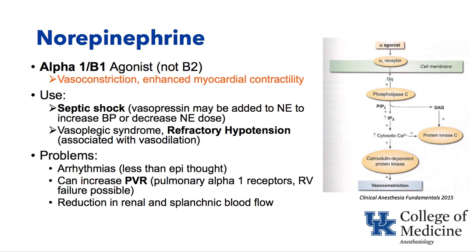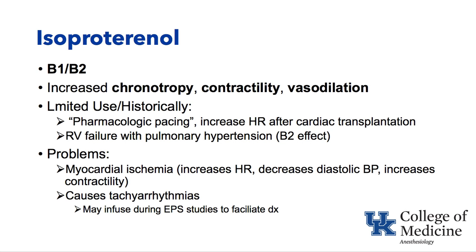contractility and heart rate. Isoproterenol, not used very much anymore, has beta-1 and beta-2 effects, and you can compare that to dobutamine, which also has beta-1 and beta-2 effects. Isoproterenol, via its beta-1 effect, is going to cause increased chronotropy and increased contractility, and vasodilation via its beta-2 effect. Historically, this was one of the drugs reached for in patients after cardiac transplantation who were denervated, in an attempt to activate the beta receptor and increase heart rate, i.e. a pharmacologic mode of pacing.